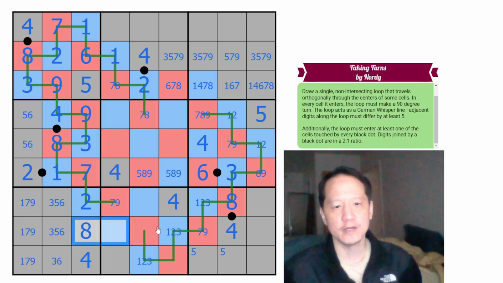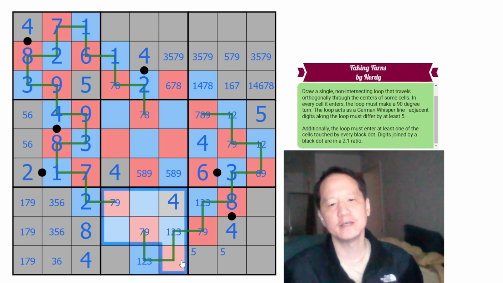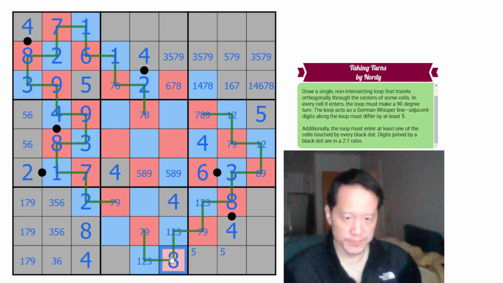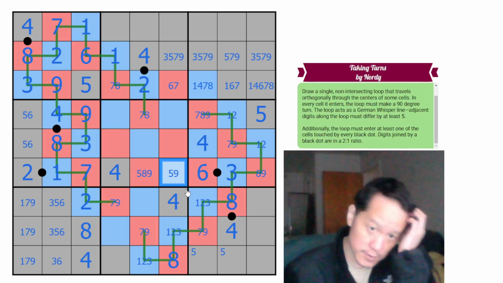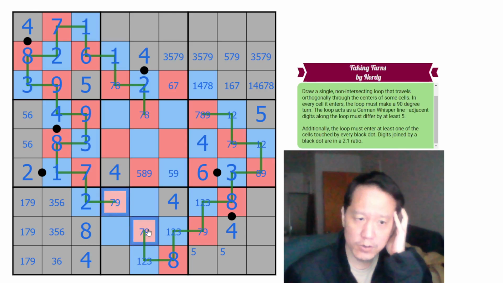This can't be 8. Therefore, this is 7 or 9. And this one has to be an 8 because it can't be a 6. And we have a 7, 9, 7, 9 pair in box 8, which eliminates 7 and 9 from the rest of the box. So this must be an 8. So this can no longer be 8. This can't be 8. We have a 7, 9, 7, 9 pair.